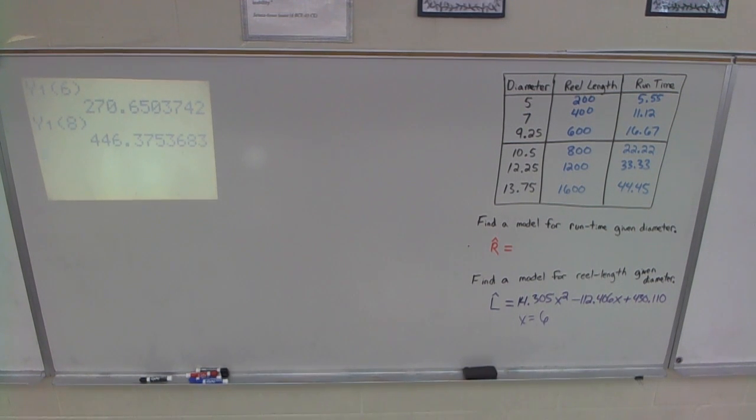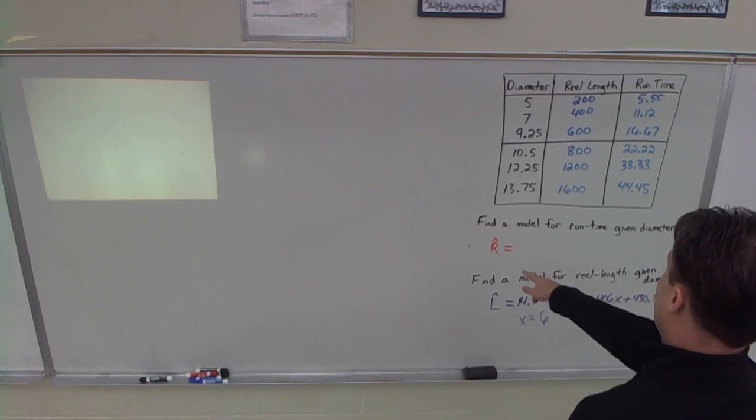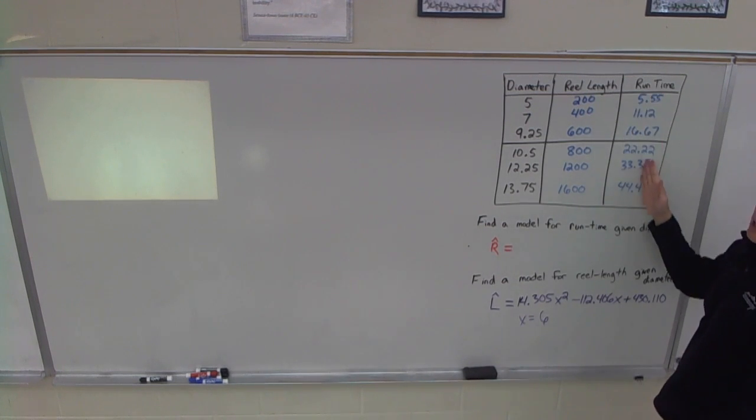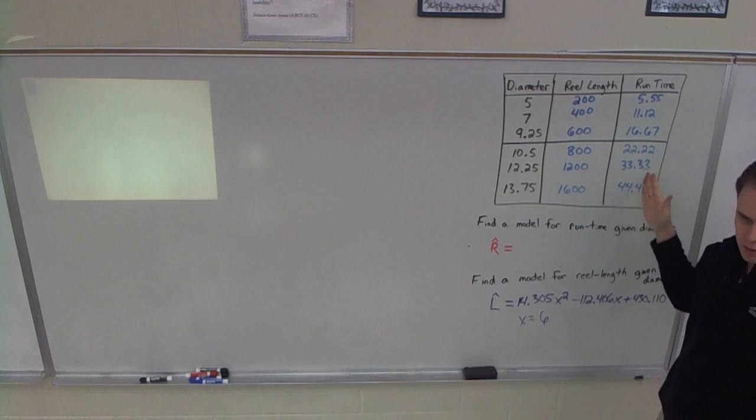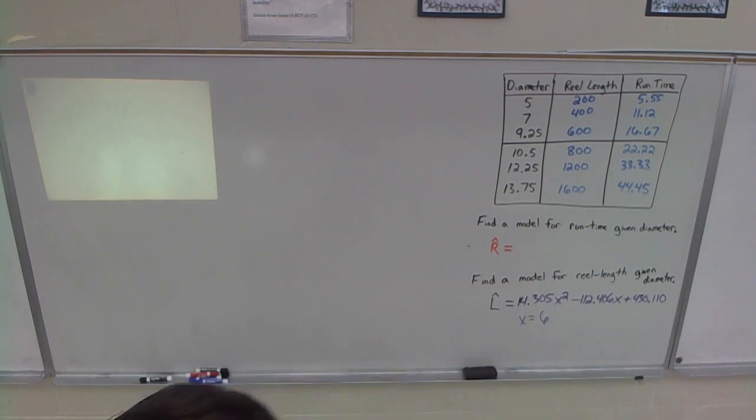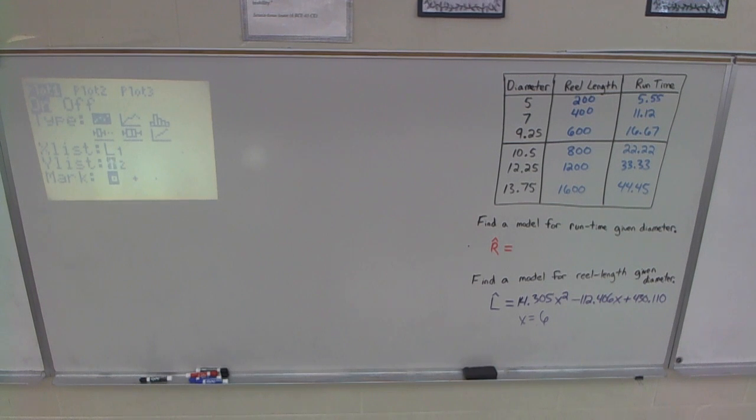All right, so I'm not going to make too many predictions. Let's just create our other model because we've got a lot to do today. So now I want to create a model, R hat, to predict runtime from diameter. That's list 1 and list 3. So let's go look at that scatter plot first. So I'm going to go to my scatter plot and say list 1 versus list 3.